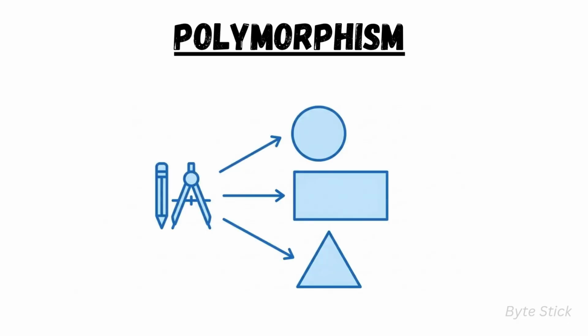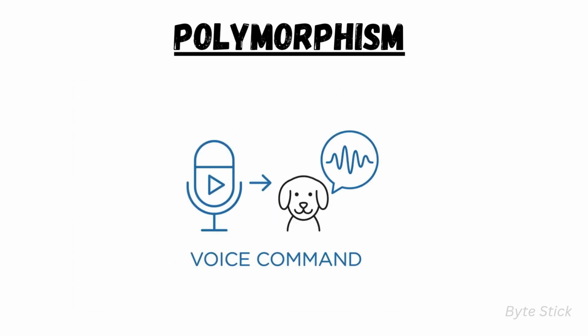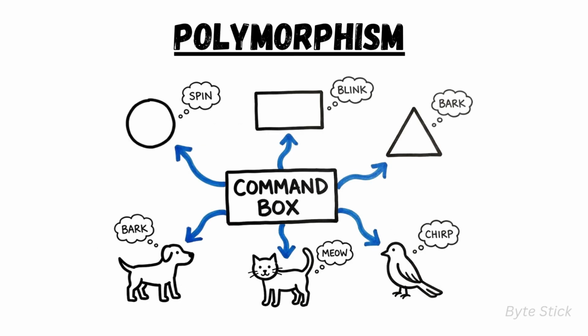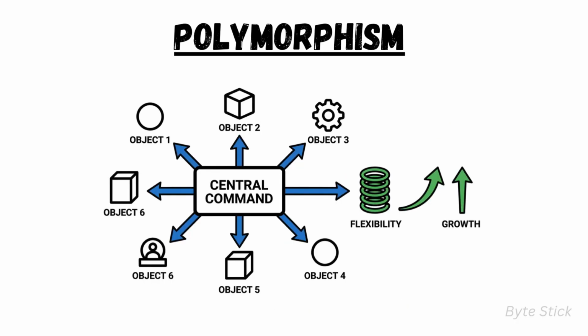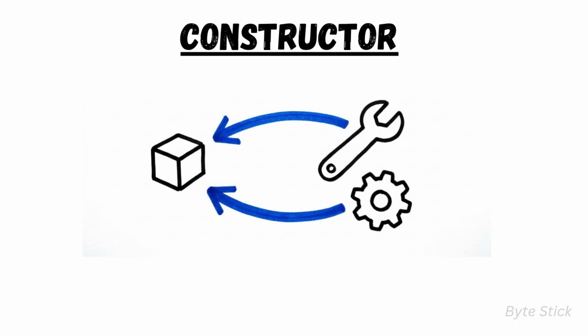A method named draw could display a circle, a rectangle, or a triangle depending on which object calls it. Likewise, an animal's speak method could return a bark for a dog, a meow for a cat, or a chirp for a bird. The code using these objects does not need separate instructions for every possible type. Polymorphism improves flexibility, reduces repetitive code, and makes programs easier to extend because new object types can fit naturally into existing systems.